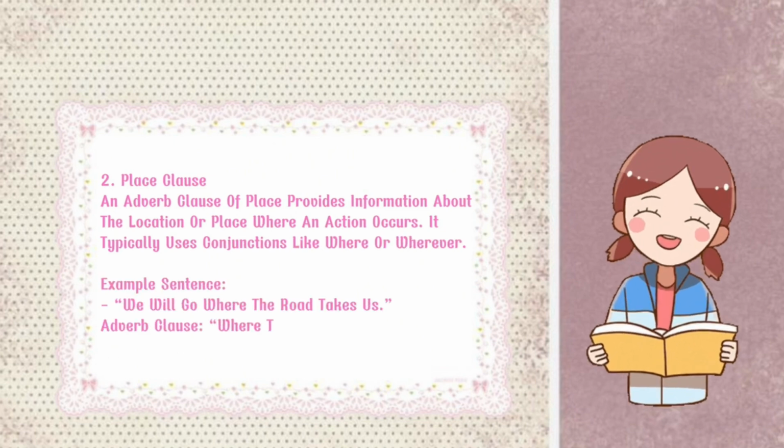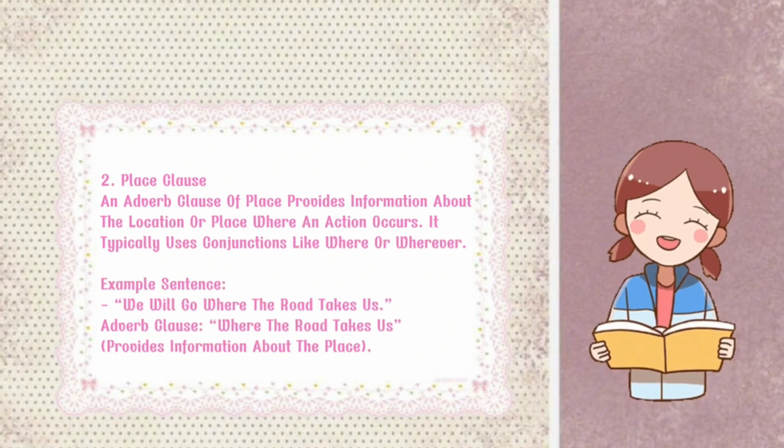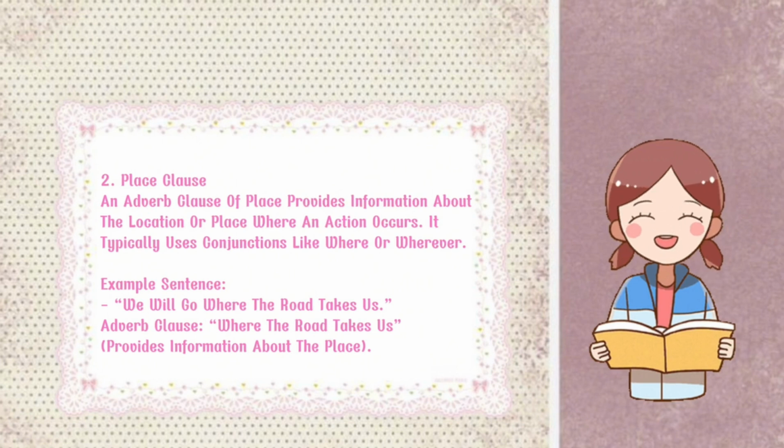Next, place clause. An adverb clause of place provides information about the location or place where an action occurs. It typically uses conjunctions like where or wherever. For example, we will go where the route takes us. The adverb clause where the route takes us provides information about the place.